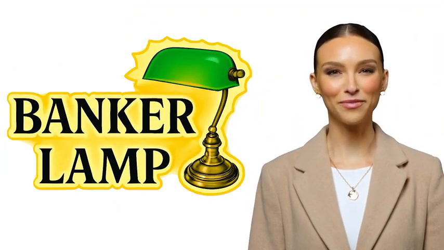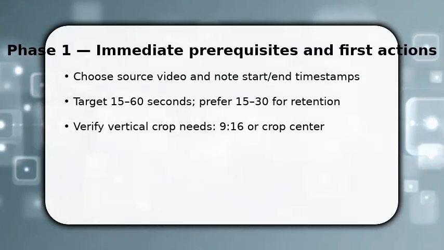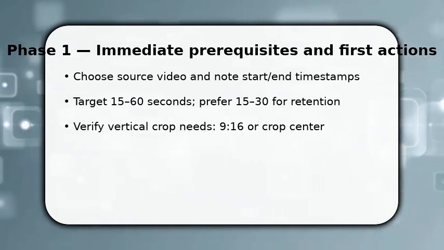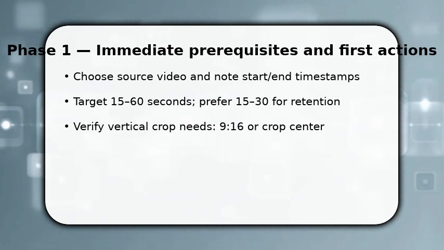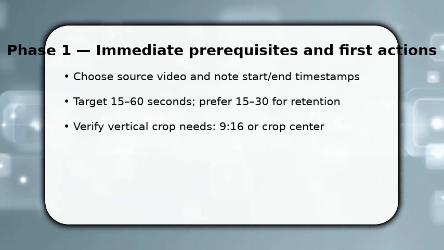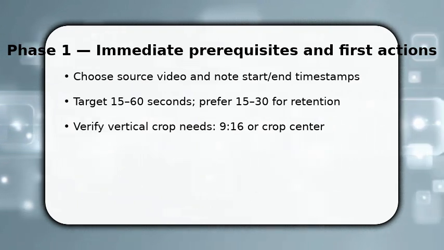Please enjoy the video. You start by choosing the exact moment that hooks viewers. Pick a 15-60-second span and aim for 15-30 seconds when possible. Once chosen, note precise timestamps so you can trim without guessing. Make sure the narrative arc still fits.